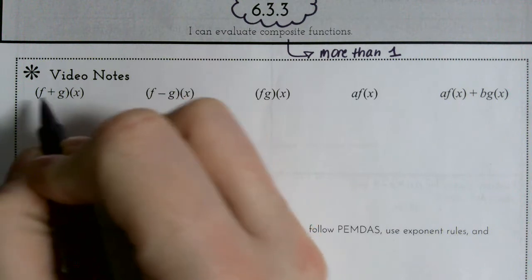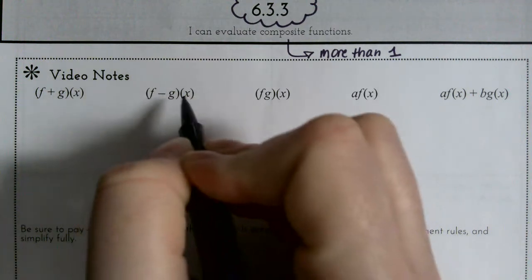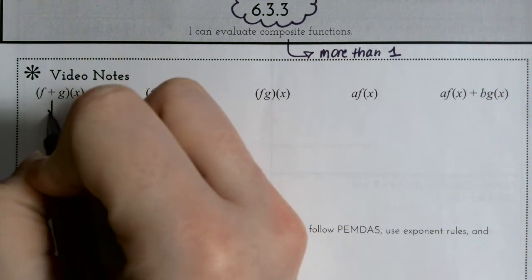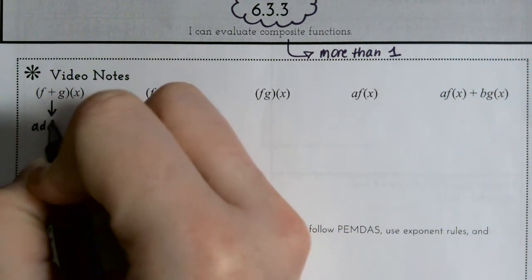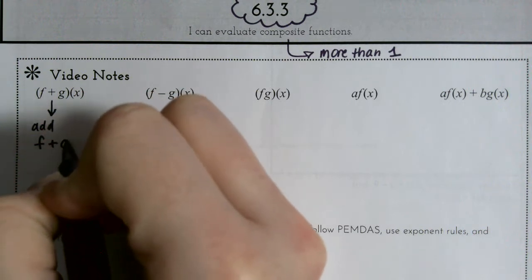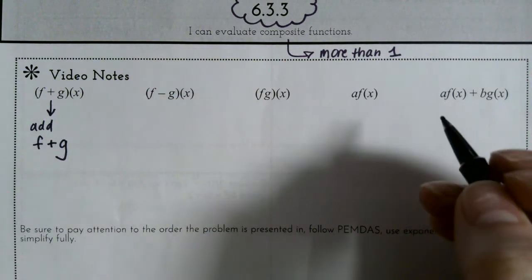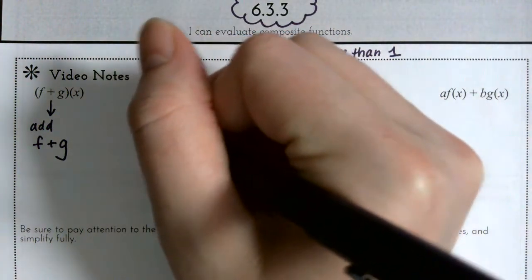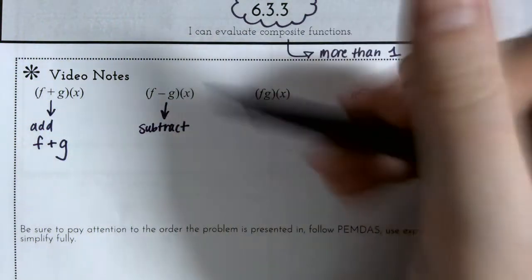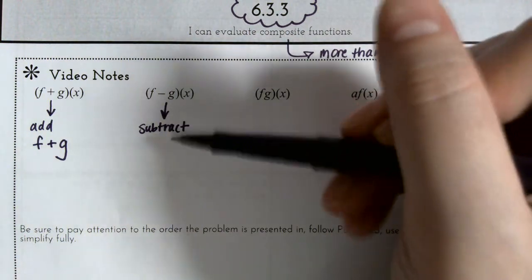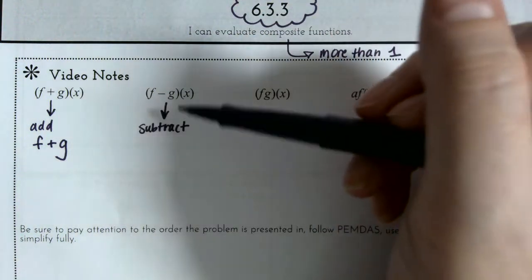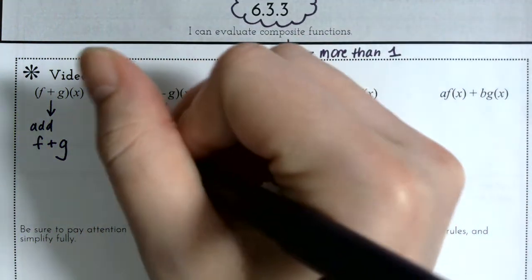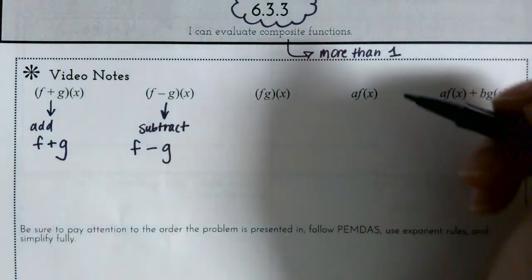So f and g are the names of functions. In this case, this just means add f plus g. And this one would then mean subtract. And with subtraction, remember, order is very, very important. With addition, order is not too important, but with subtraction, it's very important that you go left to right. So you do need to do f first minus g.